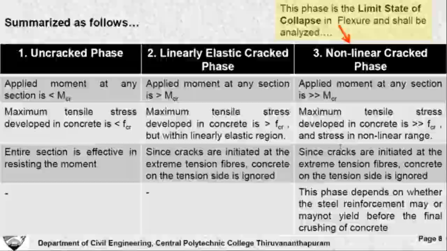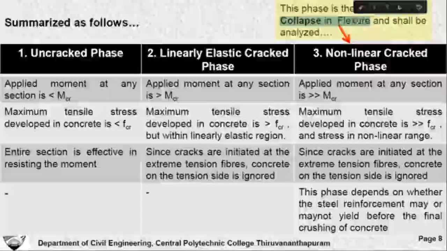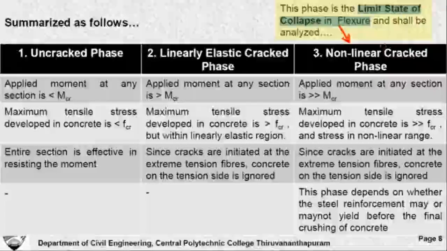Finally, whatever be the case, the reinforced concrete beam fails by crushing of concrete. So crushing of concrete is the limiting state of collapse of any flexural member. So we call such a phase the limit state of collapse in flexure. We are interested in analyzing this particular phase for our design of RC members. And one thing we must bear in mind is that steel may yield, and it may not yield also, before the final crushing of the concrete, about which we shall study in the coming slides.